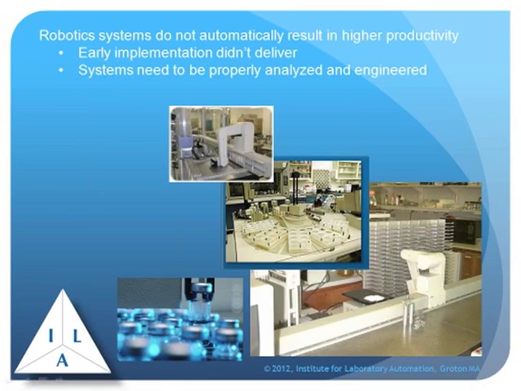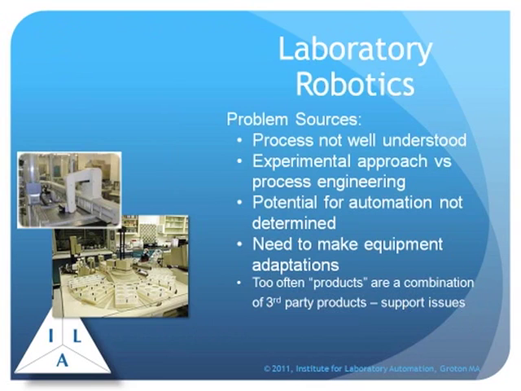Systems need to be analyzed and engineered to really work to get productivity gains. So the problem sources were things such as the one shown on the screen. The processes were not well understood. They took an experimental approach instead of a process engineering approach. They basically tried to implement things piecemeal, try things, see what worked, and then move on to the next part. When in reality, when you're dealing with systems like this, you really need to analyze the entire process and plan it and engineer it from start to finish.